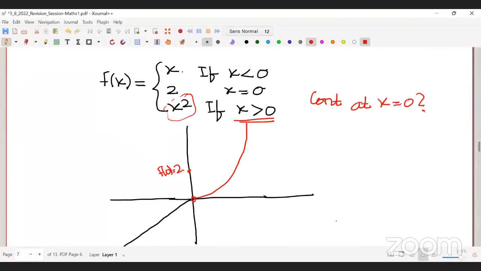So the first thing I need to do: first, you have to check whether it is defined or not. So whether this function is defined at x equal to 0? Yes, sir, it is defined. So f of 0 is 2. So this is fine. So the next thing is, what is the left hand limit? I need to check the limit of the function. What is the left hand limit? 0. Left hand limit is 0.